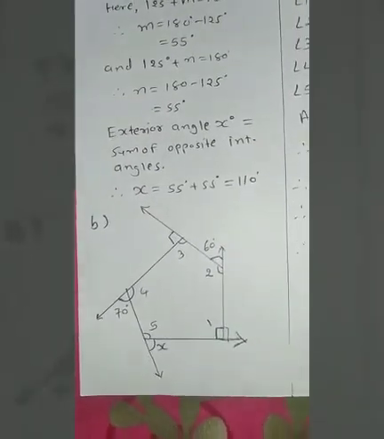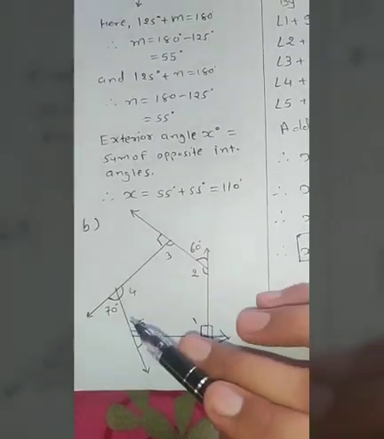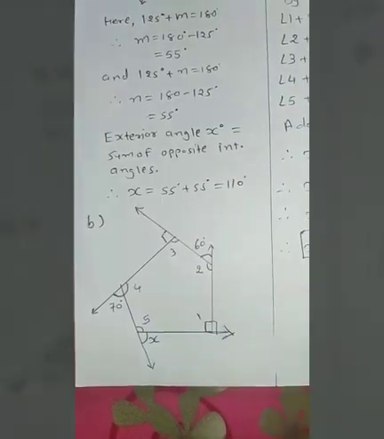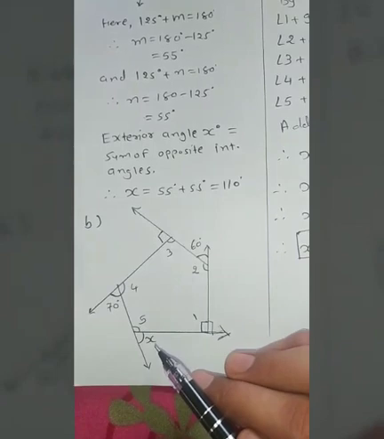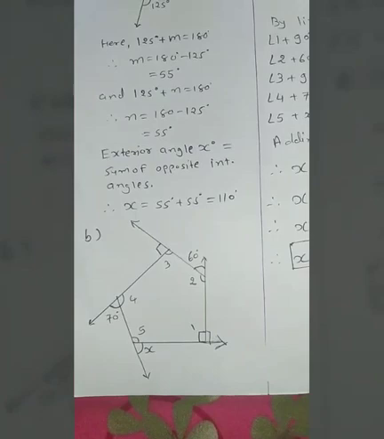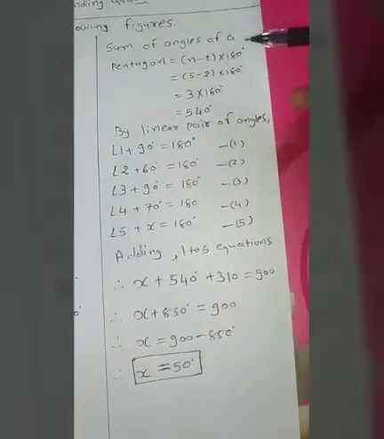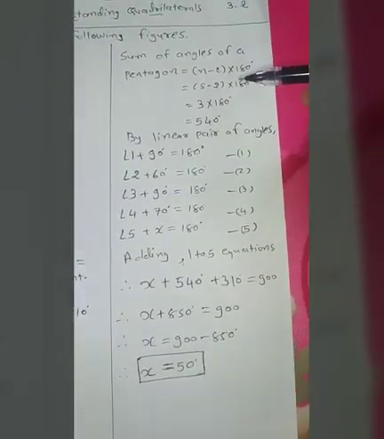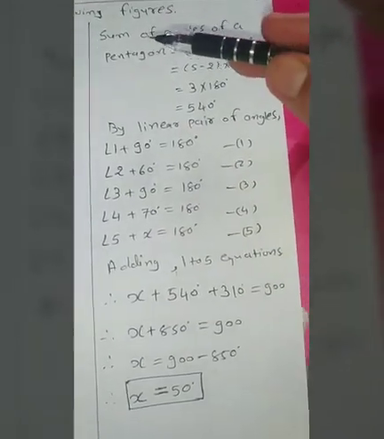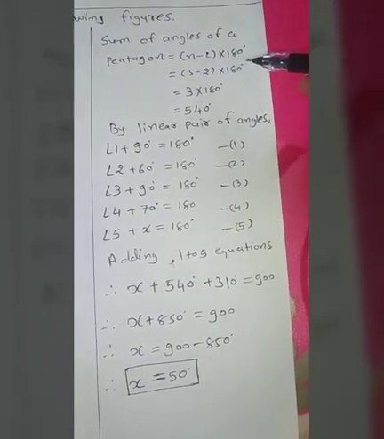We take another polygon. This polygon has 5 sides, 1, 2, 3, 4 and 5 sides, and 5 interior angles and 5 exterior angles. With the help of this we want to find the value of x. We begin with the pair of exterior angles. Sum of angles of a pentagon: this polygon has 5 sides, so I take n equal to 5 in this equation. Sum of angles of a pentagon is 5 minus 2 multiplied by 180.